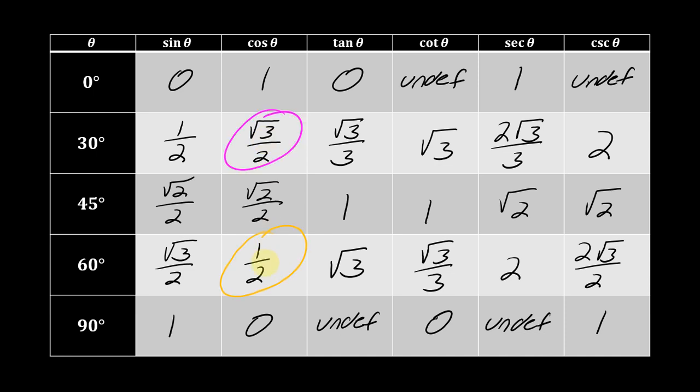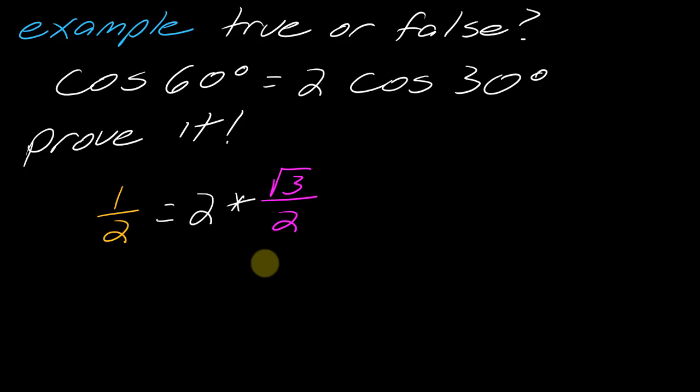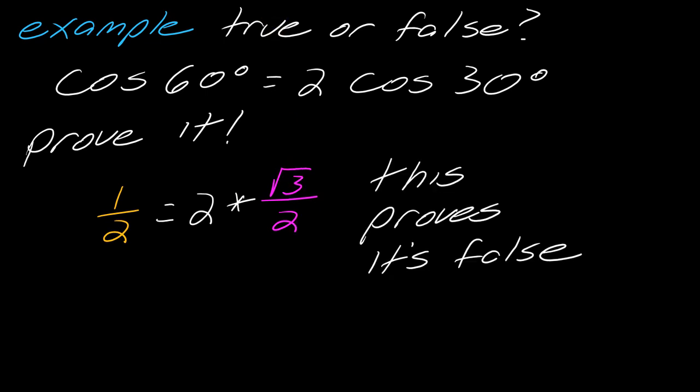I want this value, I want this value. So I'm going to take both of these and I'm actually going to plug them now into the expression. So cosine of 60 degrees we said is 1/2, and cosine of 30 degrees is square root of 3 over 2. So if I plug that into this, I get 2 times the square root of 3 over 2. You can tell just by looking at this, right? Definitely not equal, proves it's false. And so that's the level of reasoning that you want to use.